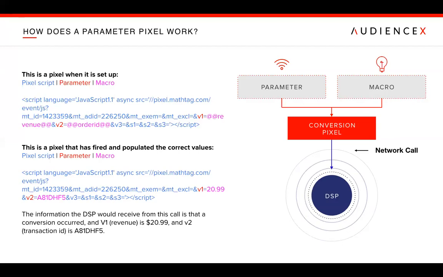So in this instance, in the bottom section, the information that the DSP would receive when this conversion occurred is that a conversion occurred, it was for $20.99, and the transaction ID was that string. I'm going to pause because that's probably the most technical piece of information that we'll go through, and I did see a few things pop up.